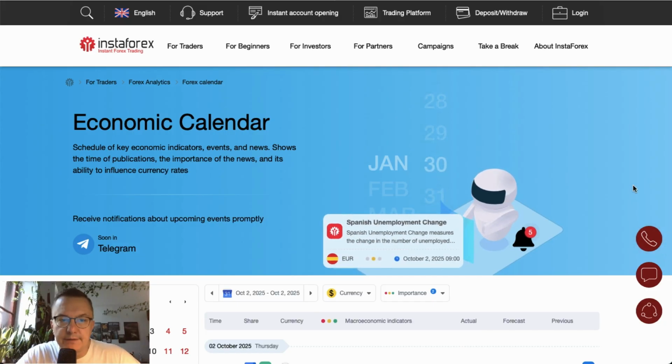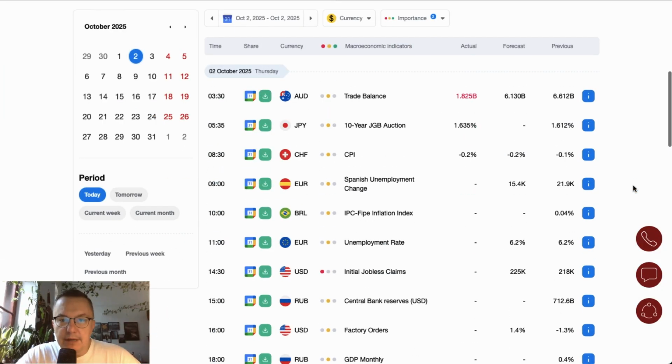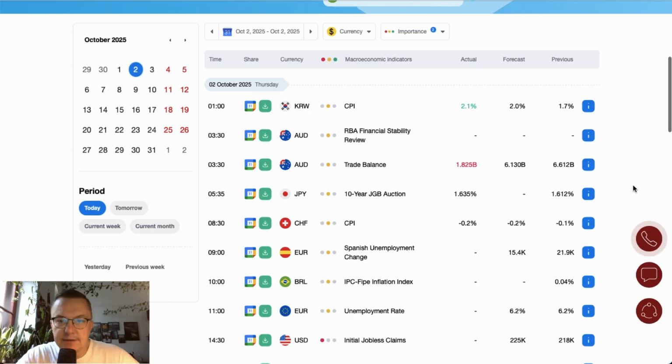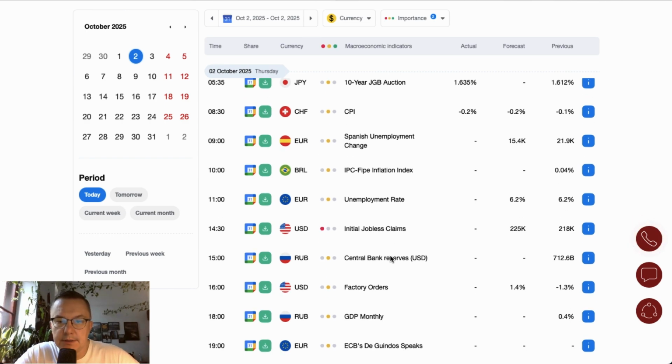Let's take a look. What do we have in the economic calendar for today? So what do we have here? Overnight session, Asian session were quite light with data release. RBA financial stability review was released, and trade balance data from Australia were released, down from 6.6 billion Australian dollar to 1.8 billion Australian dollar. CPI in Switzerland in line with the expectations, minus 0.2%.